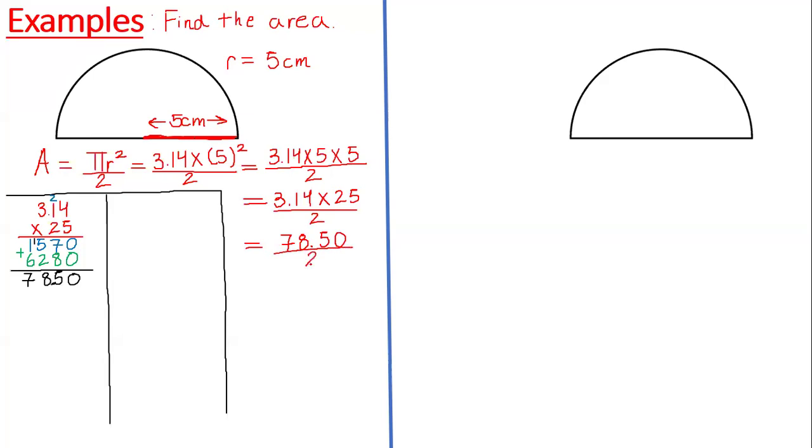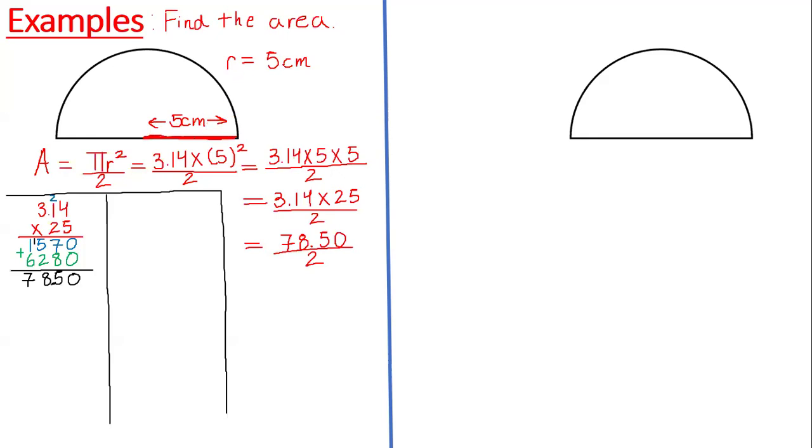How do we get the number for the radius? The radius is always half of the diameter. In this case, they already tell us that the radius is 5, so we don't have to divide it by 2. We're just going to put 5.